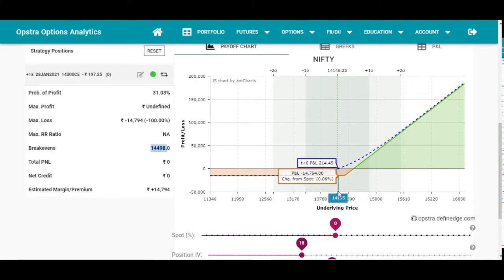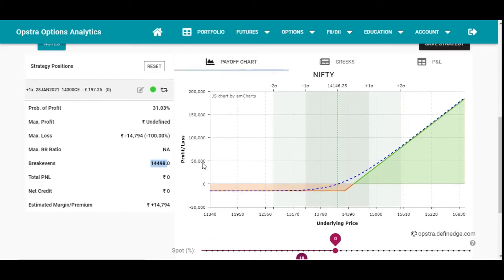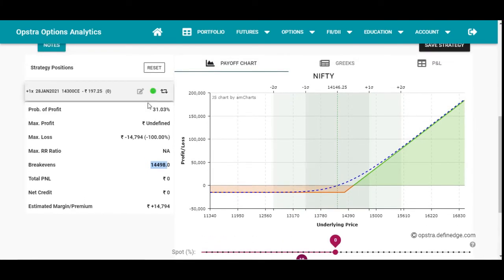But if the market doesn't move in our direction, this is only going to give us a loss of 14,000. But it should move as per your direction. Here you can see the probability is only 31% and the maximum profit is undefined, because wherever the market goes, it is as per that.